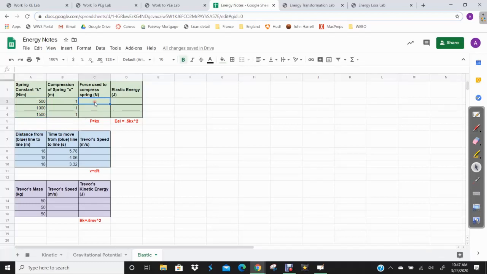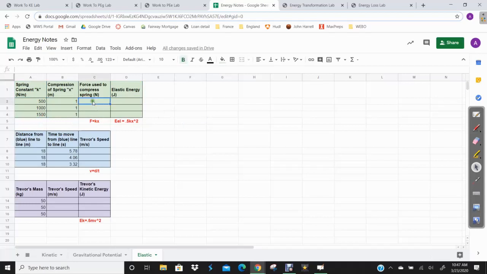So remember, the force that we apply to the spring to compress it would be equal to the force that's pushing back on us, that's trying to restore that spring to its initial position or its equilibrium position. We'll calculate the force using Hooke's law, which we've already done in previous labs. The restoring force is equal to the spring constant times the stretch or compression of the spring. So we can go ahead and calculate that. And then we're going to use that to calculate elastic energy, or spring energy, and that's equal to 1/2 times the spring constant times the stretch or compression of the spring squared, okay?